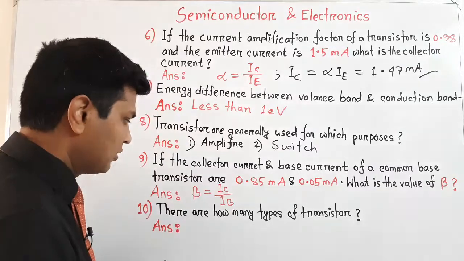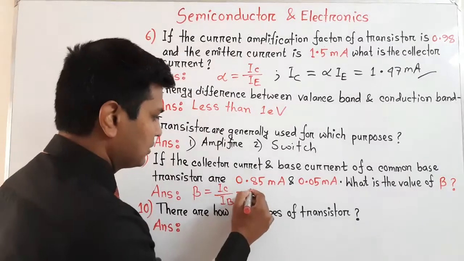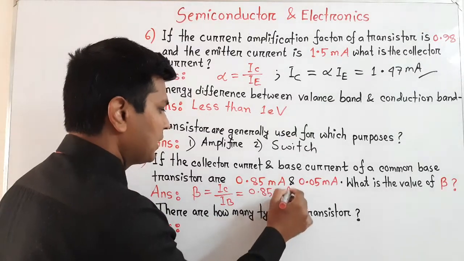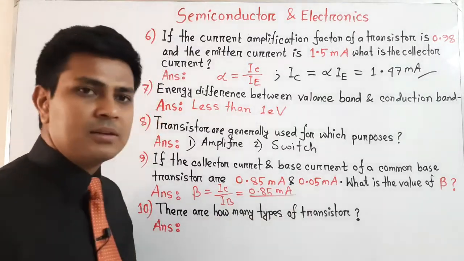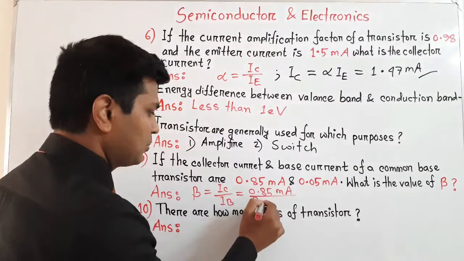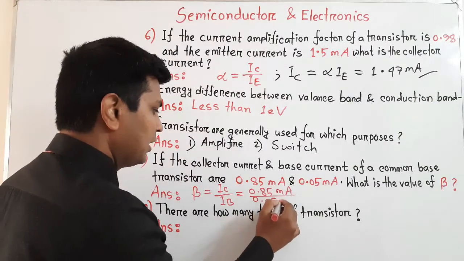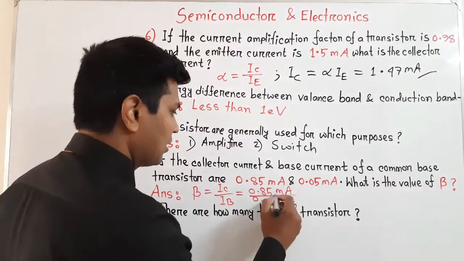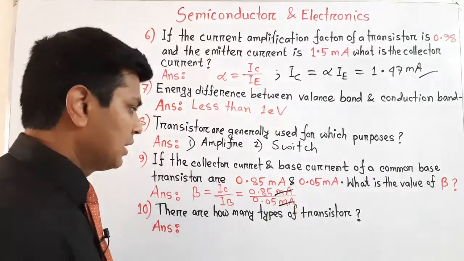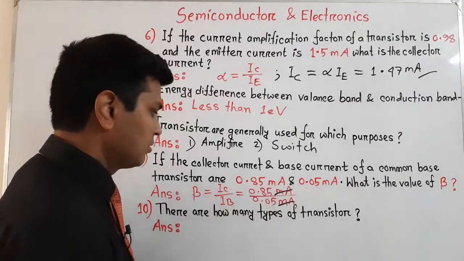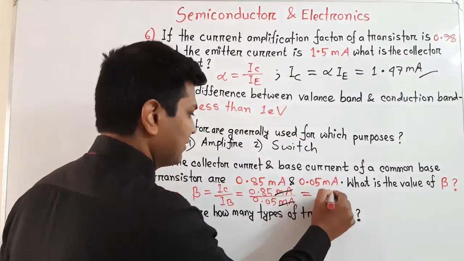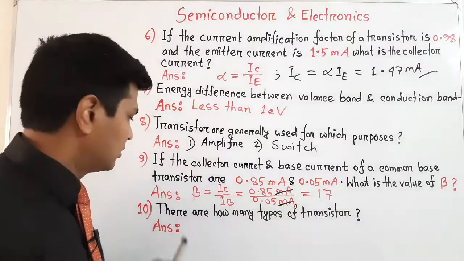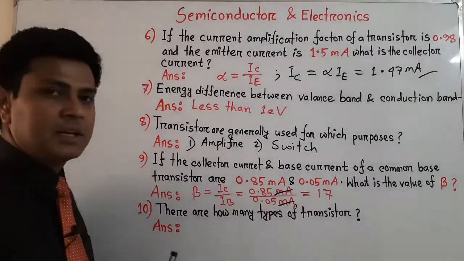So if we put the value of IC, which is 0.89 milliampere, and base current is here 0.05 milliampere. So from both sides we can cancel milliampere, and after calculating this expression we will get the result 17, and it has no unit. So this is the answer of question number 9.